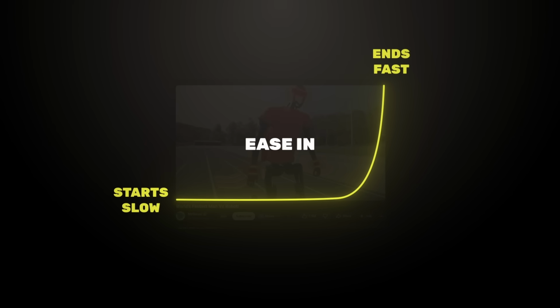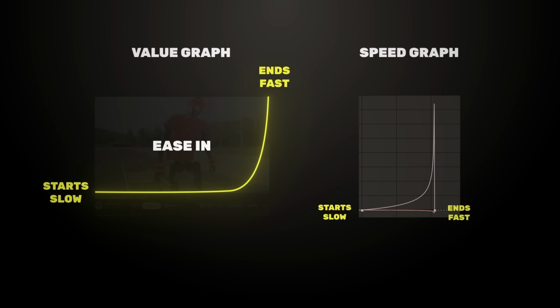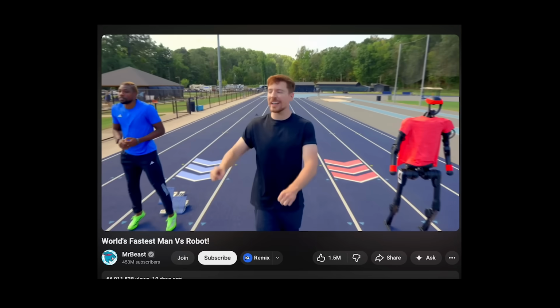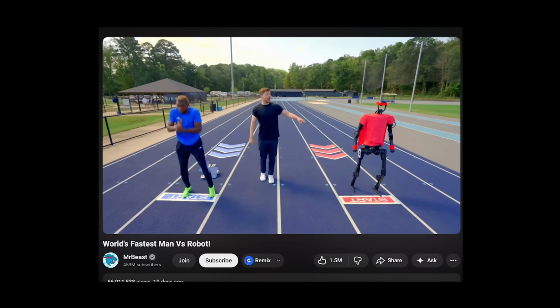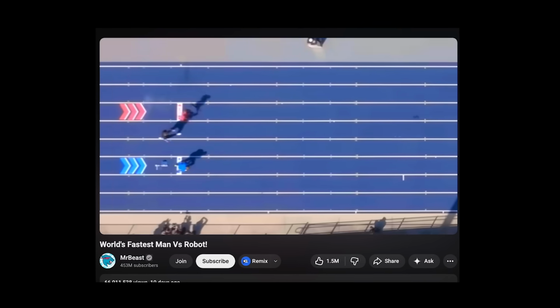This is the exact graph they used for an ease in. It starts very slow and then suddenly gets fast at the end. You can even see the shape in the speed graph. This type of ease in is used when a scene changes suddenly, or when you're doing a match cut transition, which is exactly what they did here.